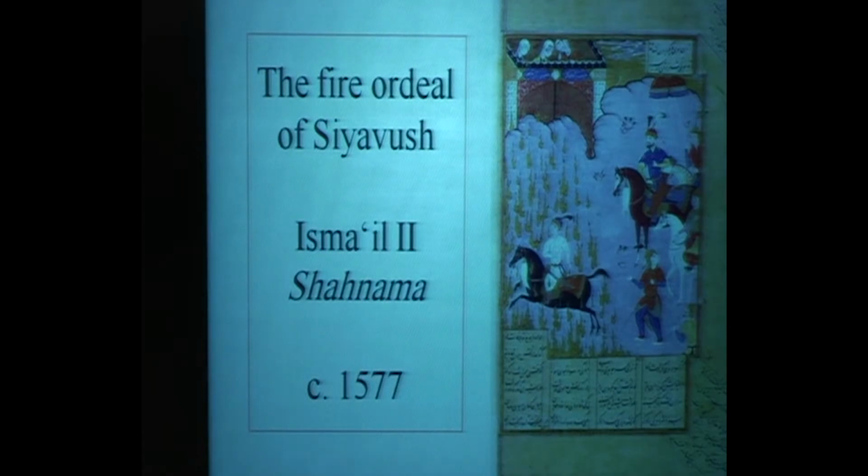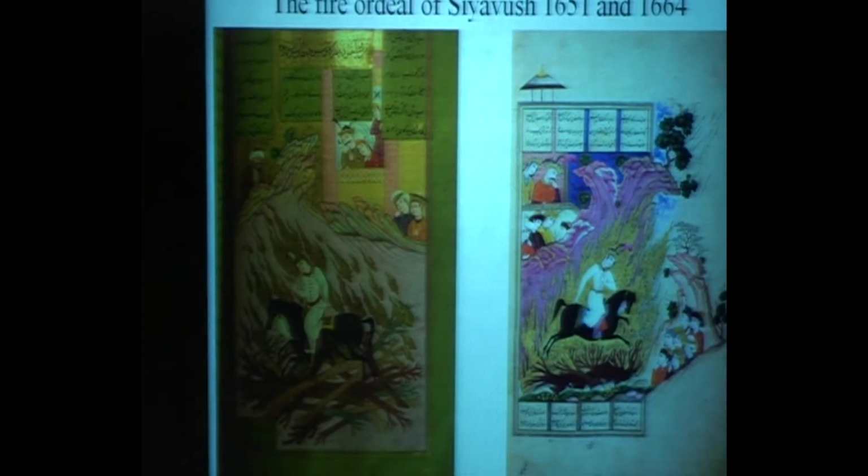An interesting group of manuscripts was illustrated in the 1640s, and again, artists of the renown of Mu'in Musawwir produced several copies in the following decades. This is the same subject, the fire ordeal of Siyavush. This is from a manuscript in St. Petersburg, the famous Dorn 333, made in about 1651, and this is an example of Mu'in Musawwir's version of the same story, made in 1664.